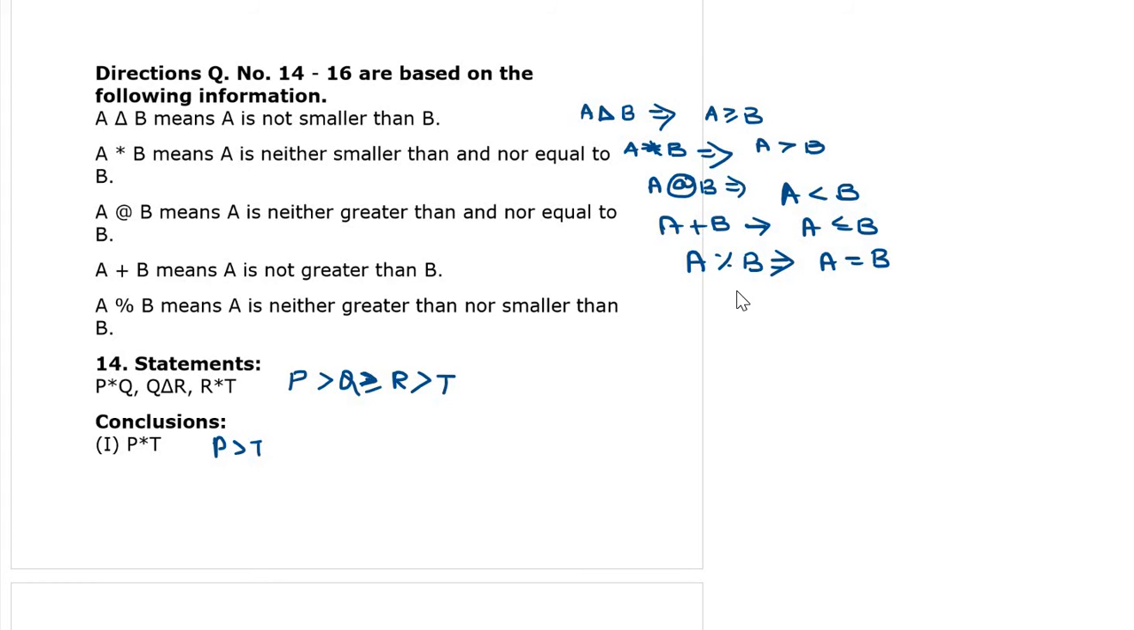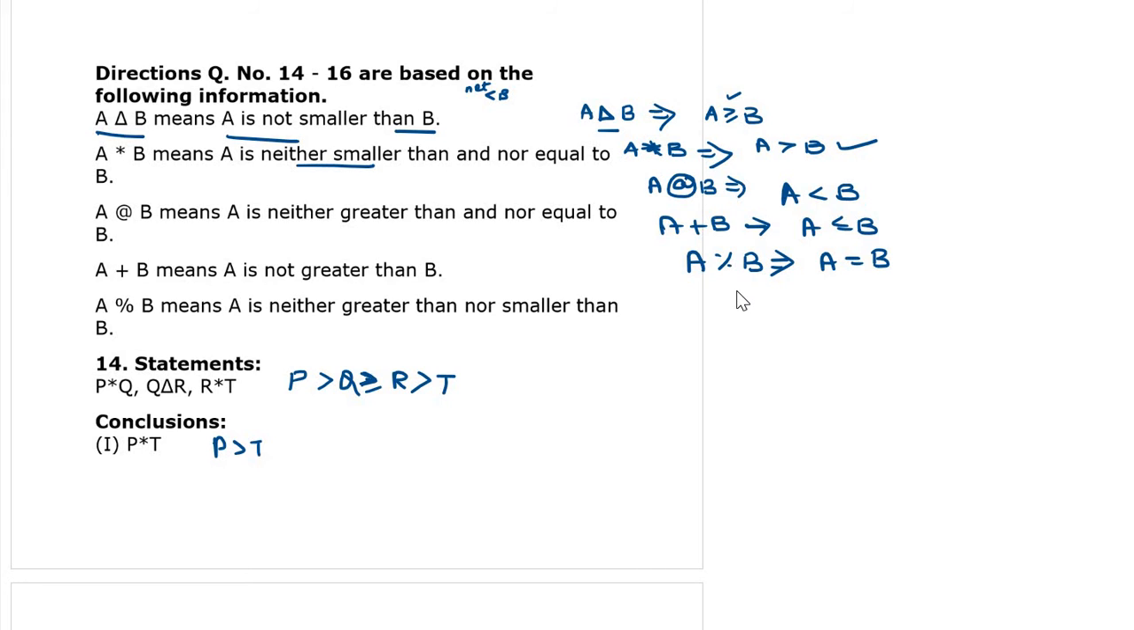So understand it. A triangle B means A is not smaller than B. That is A is not less than B. Not less than means it must be greater than or equal to B. Triangle means A greater than or equal to B. A star B means A is neither smaller nor equal to B. What is it meaning? Greater than B.